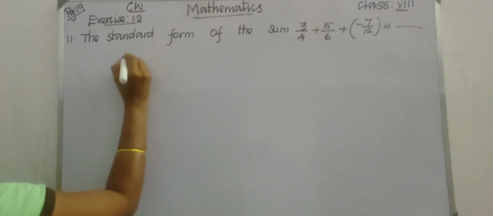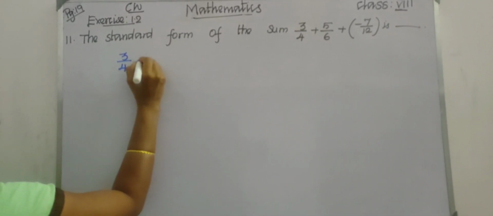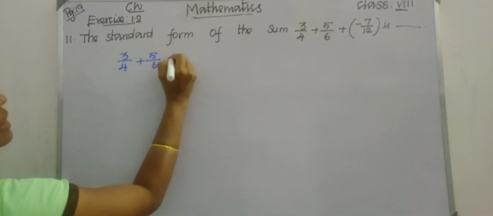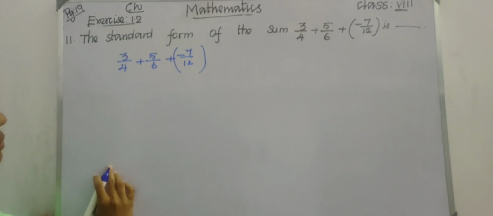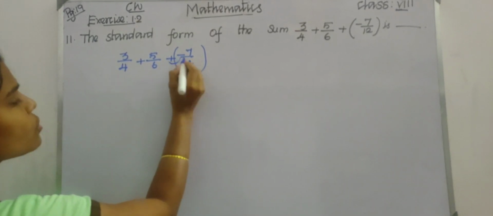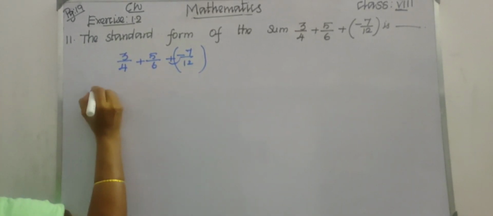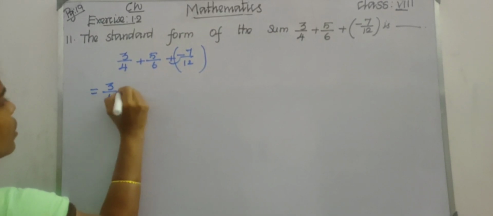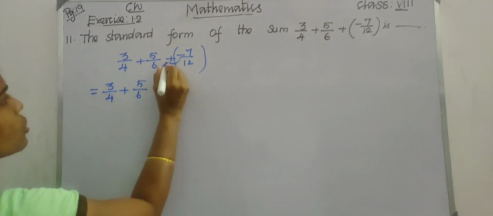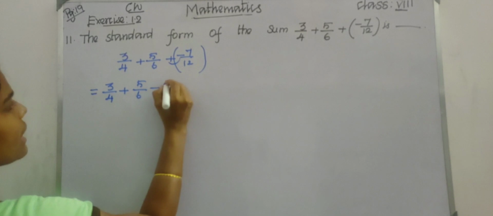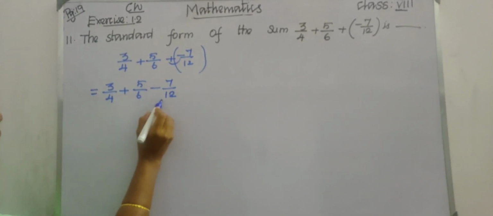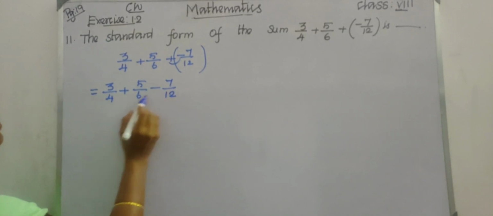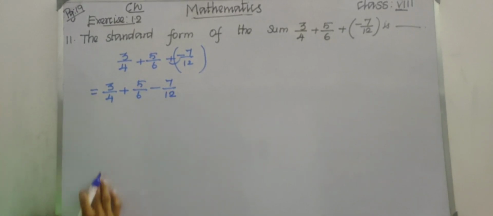So what is the question? 3 upon 4 plus 5 upon 6 plus minus 7 upon 12. Okay, this one is the question. See here we are having two signs, right? So what we need to do? 3 upon 4 plus 5 upon 6. So plus into minus, minus 7 upon 12, okay, and we are going to add, and also here we are having a negative sign, but we are having different denominators, is it children?